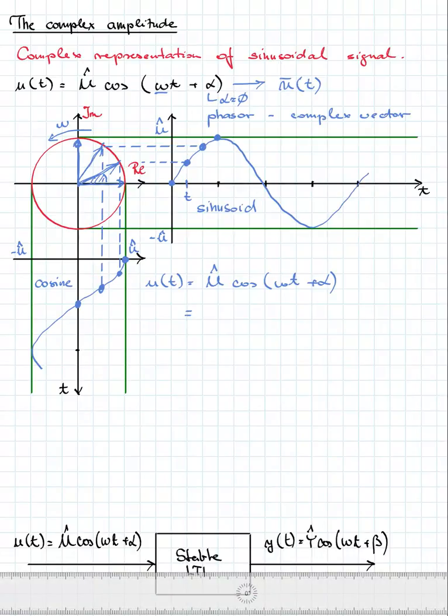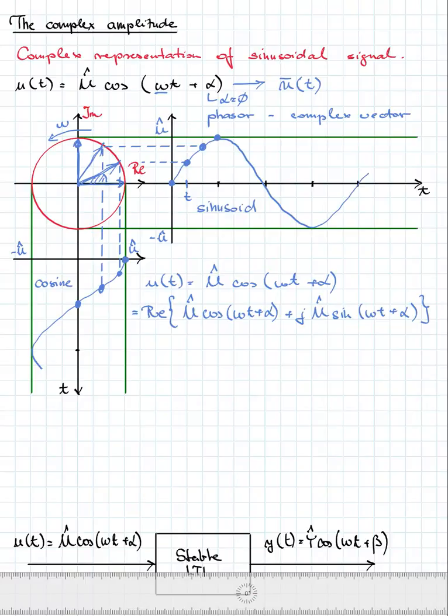Okay, we can imagine that. I need more space. We can imagine that it is equal to the real part of u hat cosine of omega t plus alpha, of course, plus j u hat sine of omega t plus alpha. So we can see that they are the same.